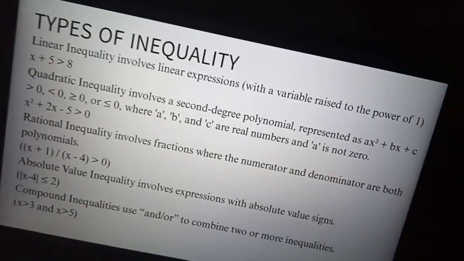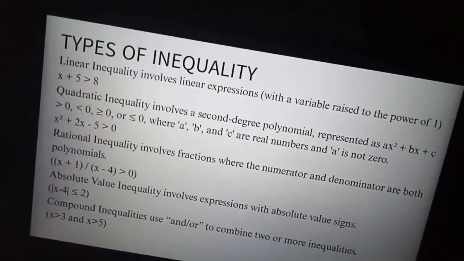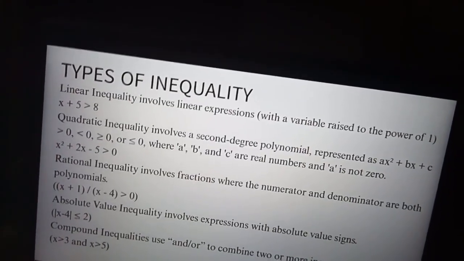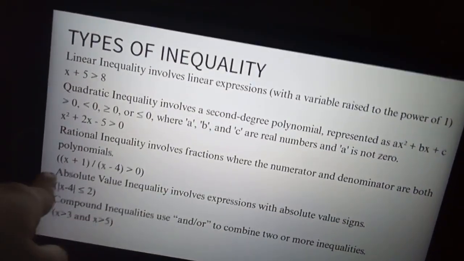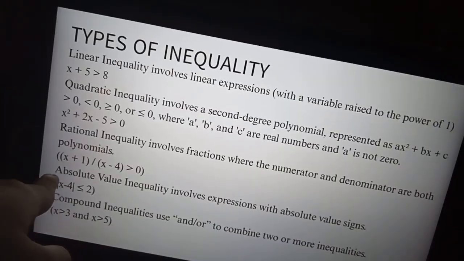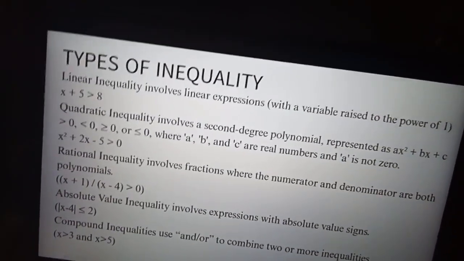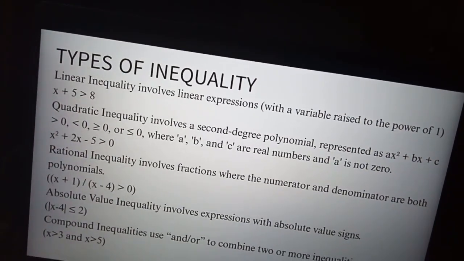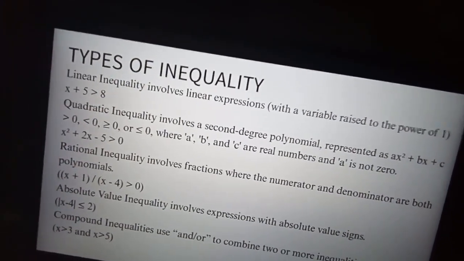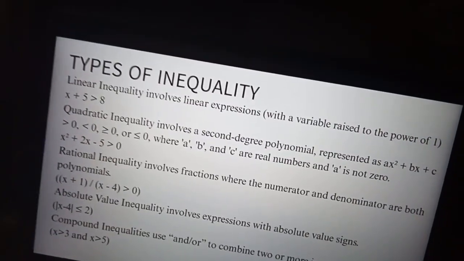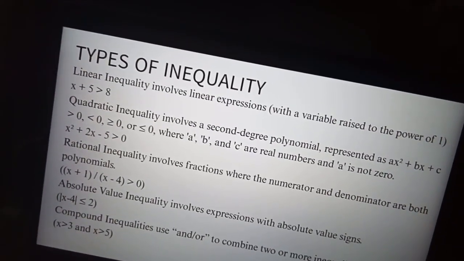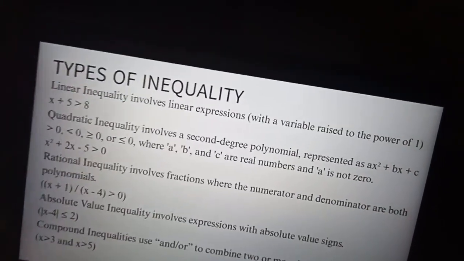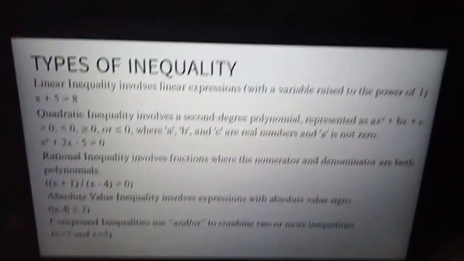A rational inequality involves fractions where the numerator and denominator are both polynomials. Absolute value inequality involves expressions with absolute value signs, and compound inequalities use "and" or "or" to combine two or more inequalities.